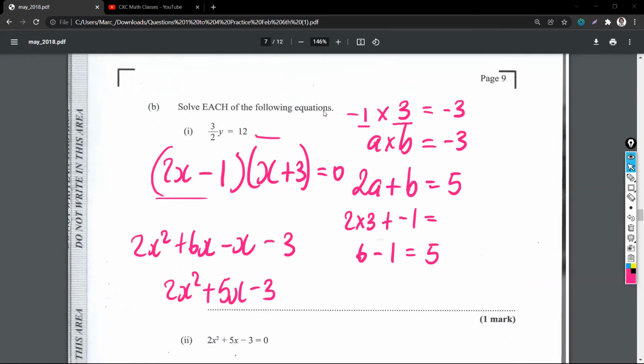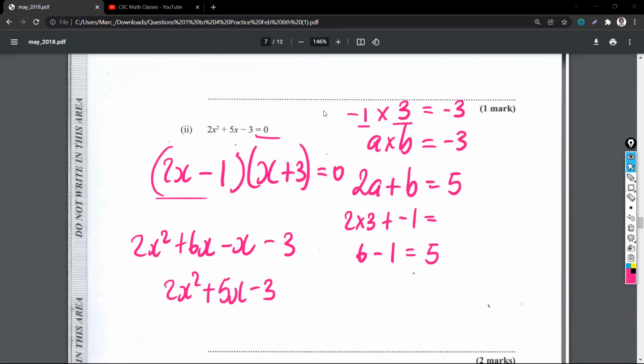We'll solve each of the following. Yeah, that's enough solving. That's enough solving. Okay. So guys, let's take a break. We've been going super hard.